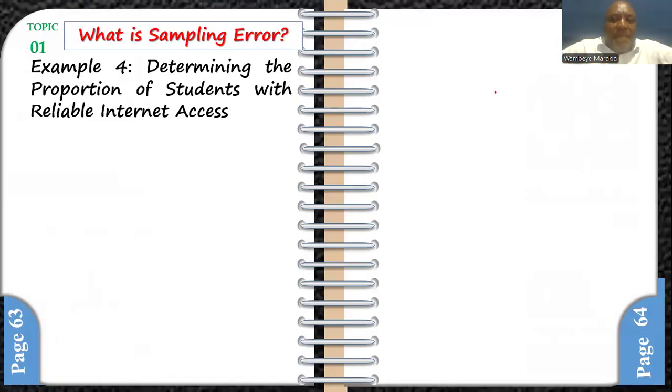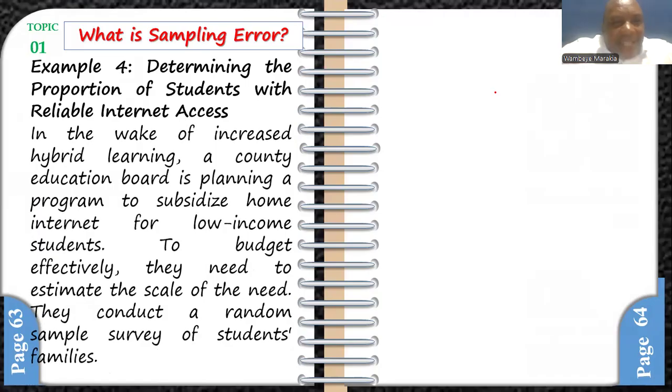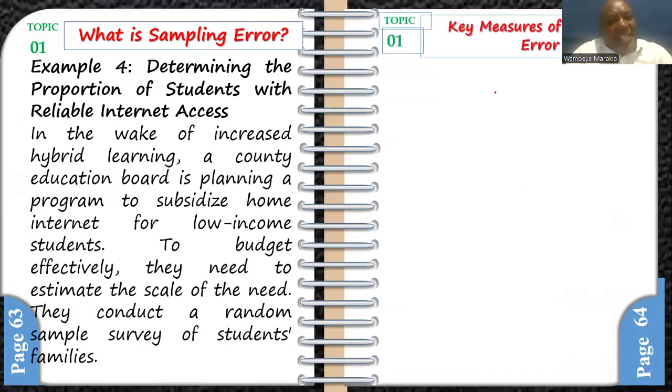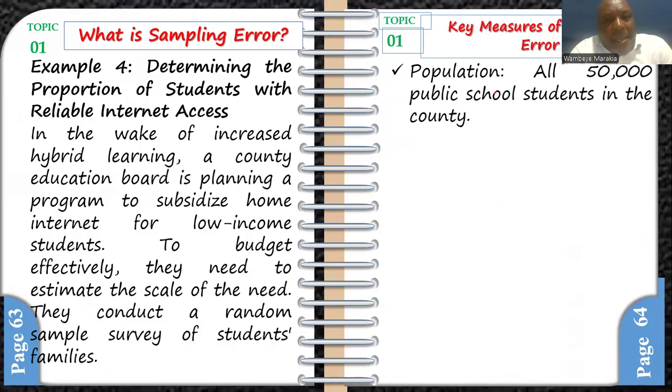we determine the proportion of students with reliable internet. In the wake of increased hybrid learning, a county education board is planning a program to subsidize home internet for low-income students. To budget effectively, they need to estimate the scale of the need. They conduct a random survey of students' families.